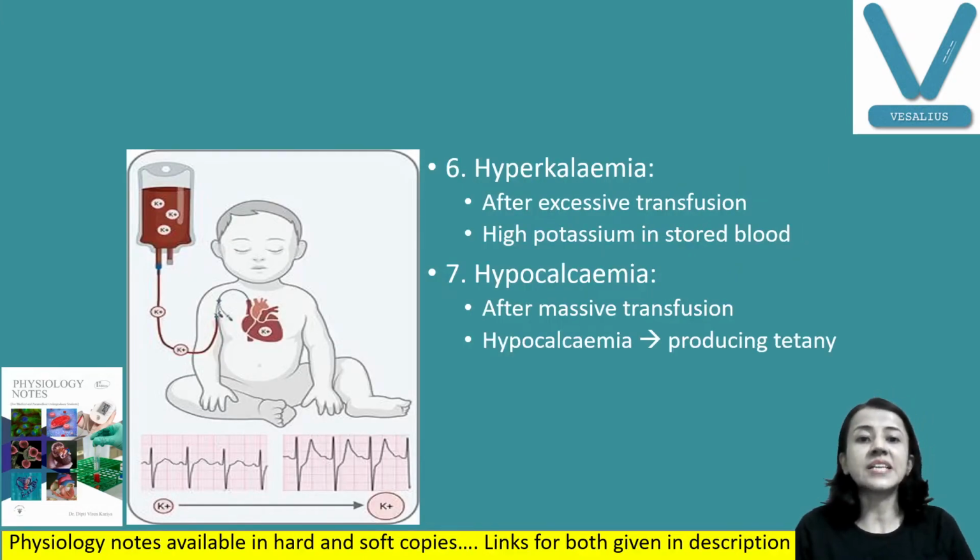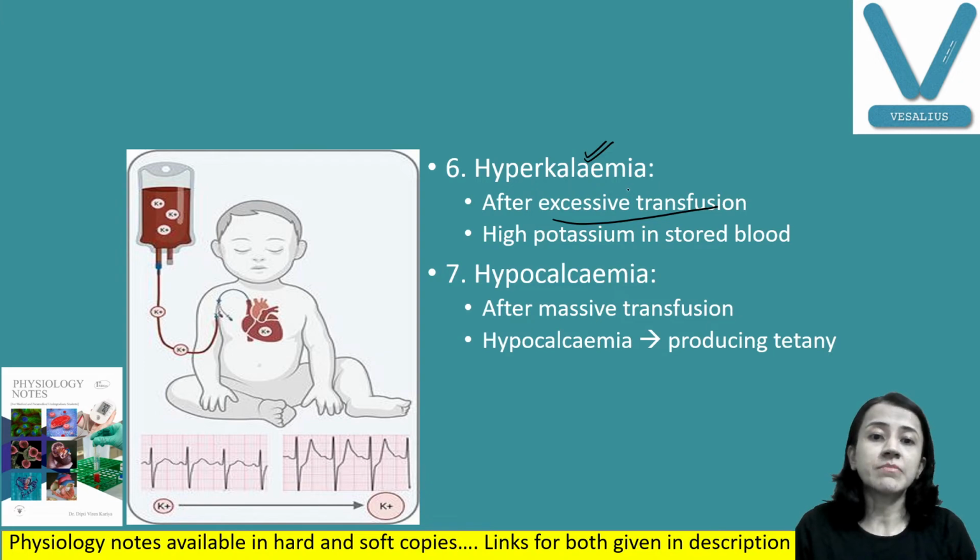Next complication is hyperkalaemia. Potassium level increases, and this is found after excessive transfusion. Why does potassium level increase? Because stored blood has high potassium.